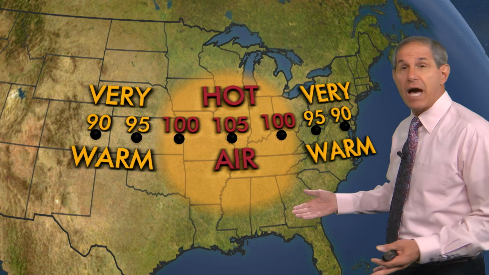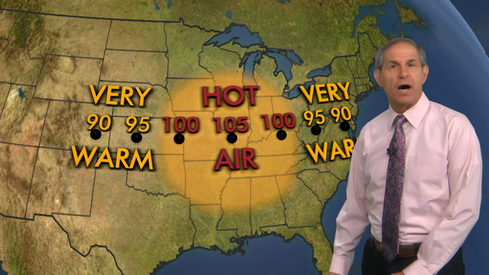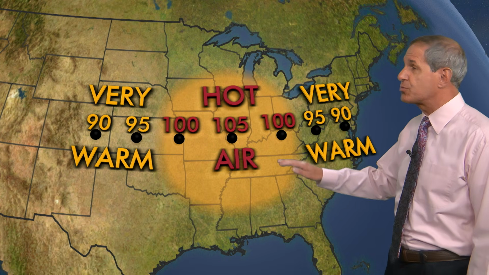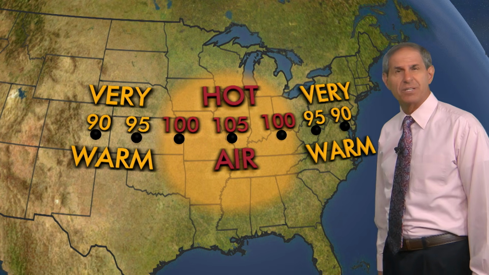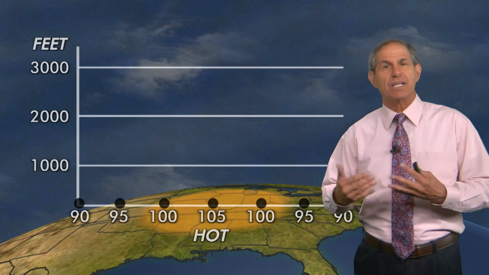Starting on the western side of the warm air, how about 90, then 95, then 100? We'll max out at 105 right in the middle of the hottest air, and then we'll gradually bring temperatures back down as we move east. Generic, but realistic. Now let's look at this from the side so we can assess what's happening in the vertical.